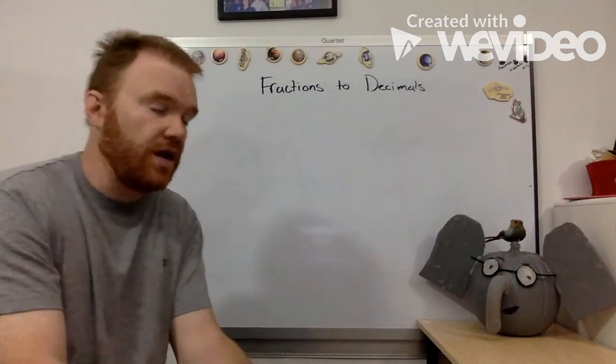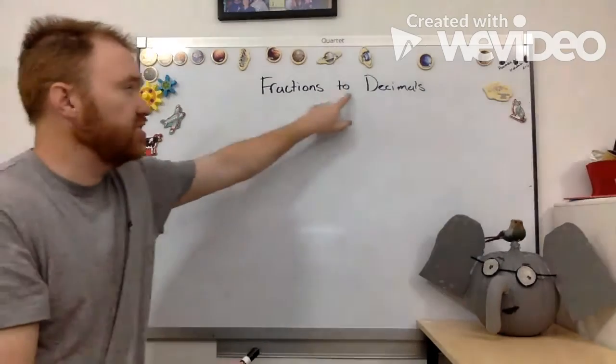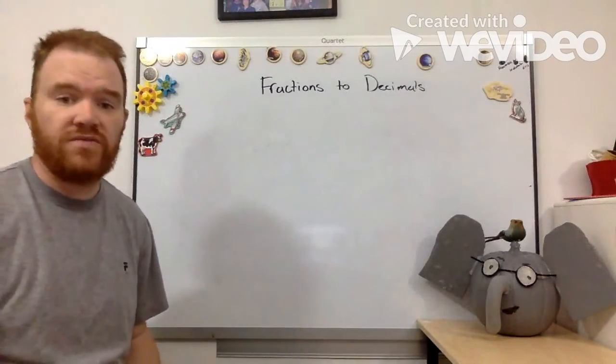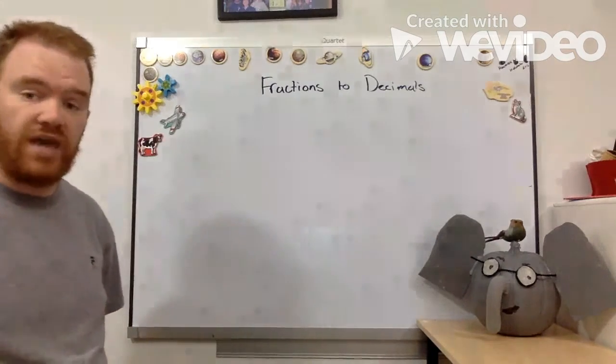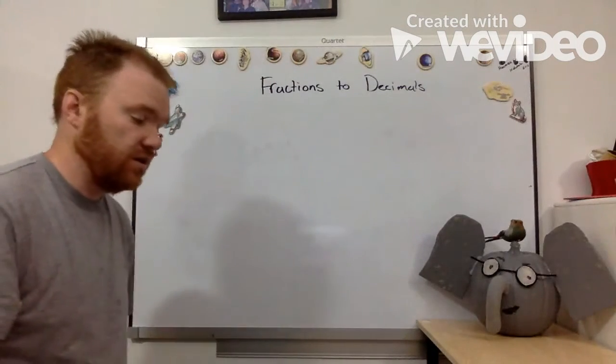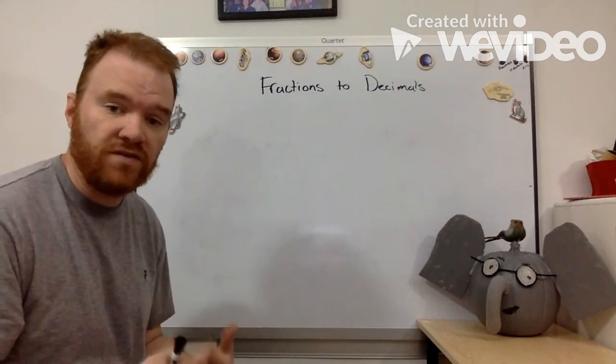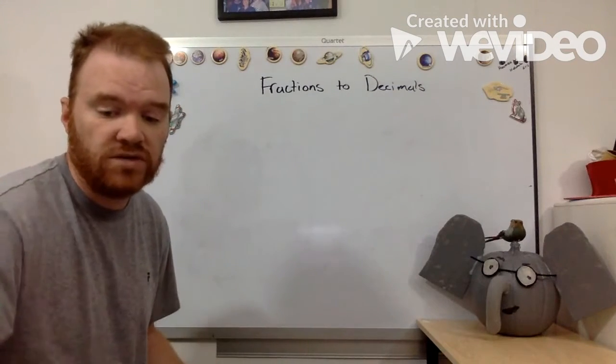Heineman again here. Today we're going to do fractions to decimals. We're going to talk about two different ways to do that. There's a way that we use equivalent fractions, and then there's another way we use dividing.